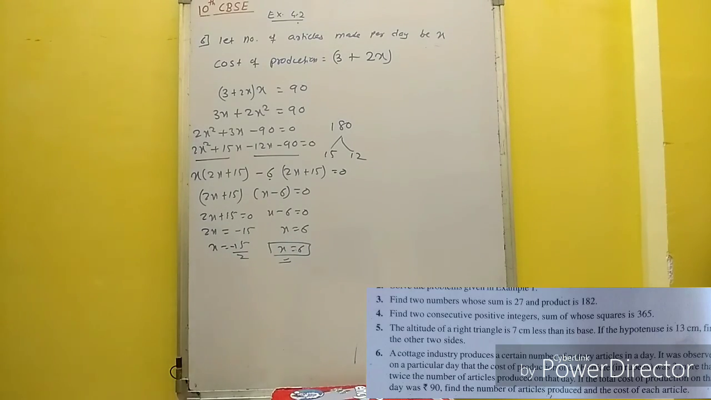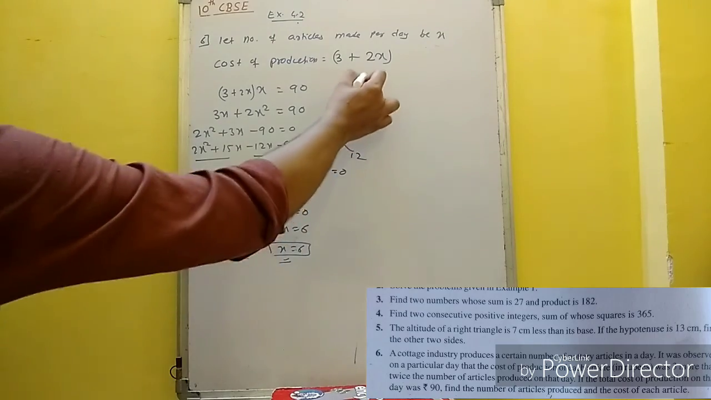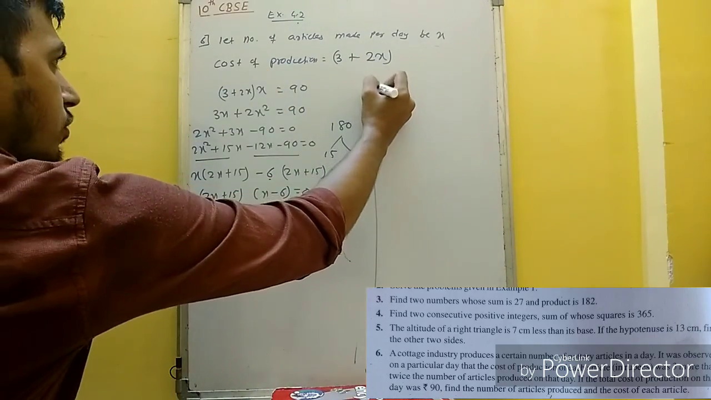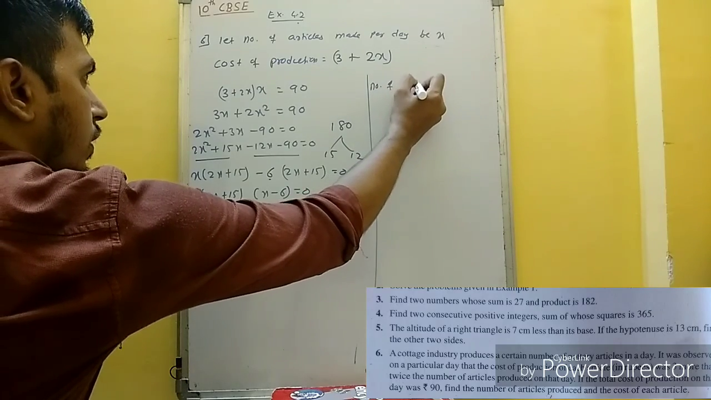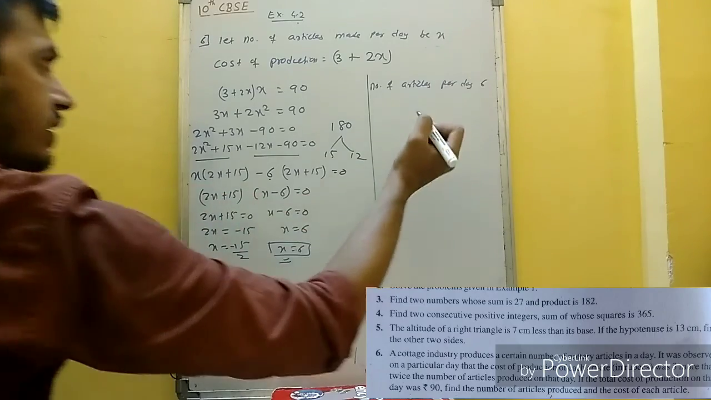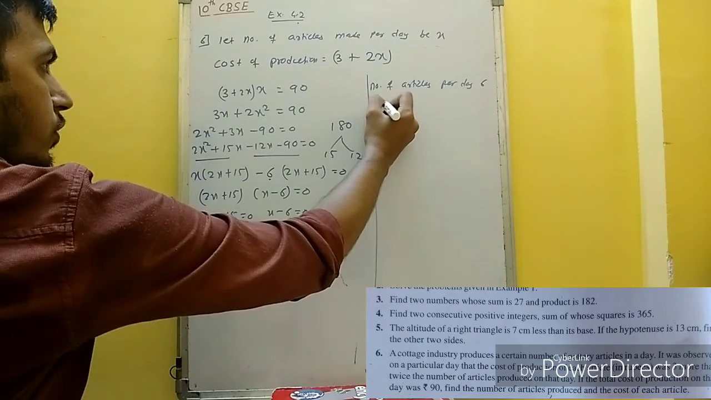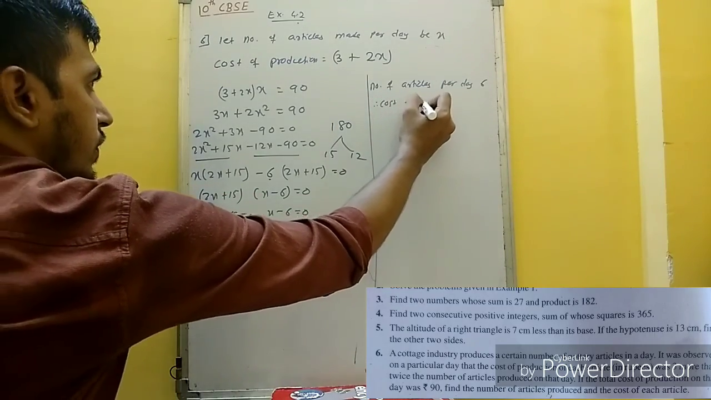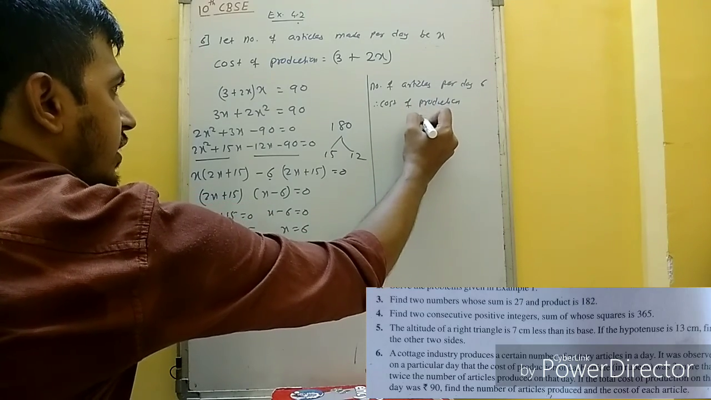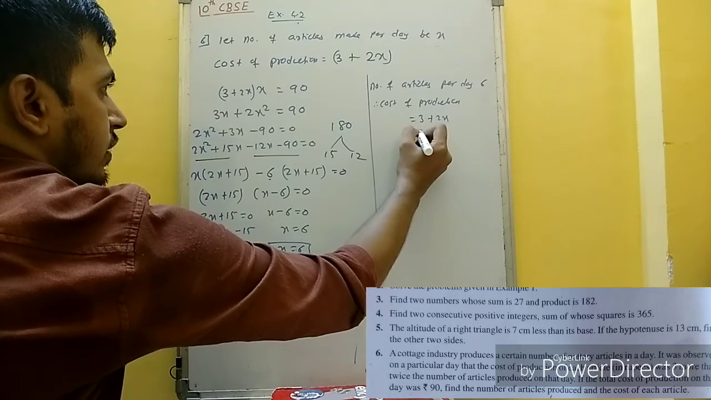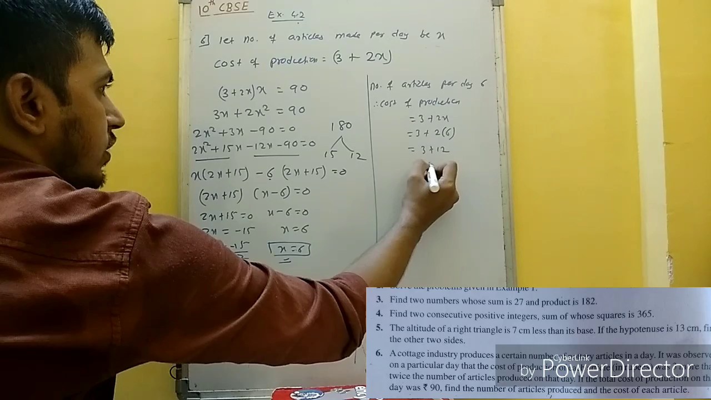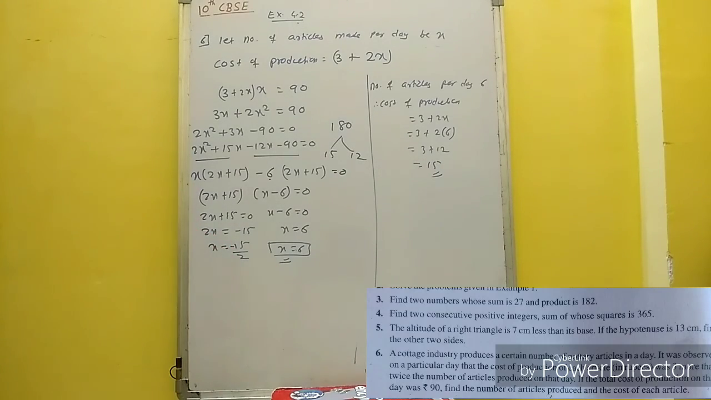Okay, so we have x is equal to 6. Now therefore number of articles per day is 6. Okay, and cost of production is 3 plus 2x. 3 plus 2 into x is 6. 3 plus 2 6s are 12. That is 15. Okay.